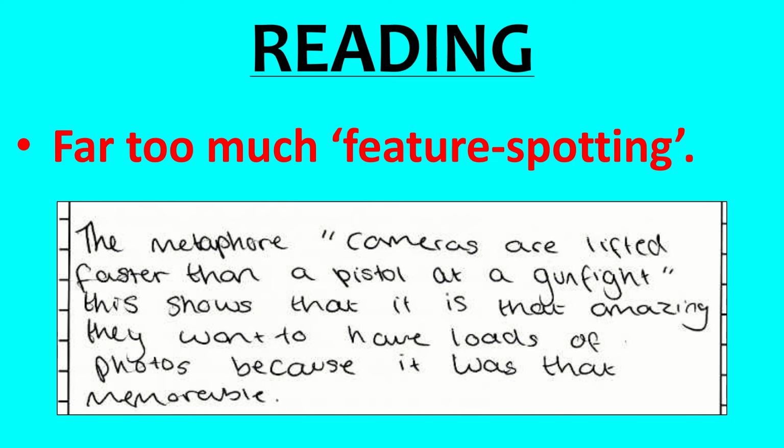What tends to happen as well is the metaphor, okay? So this one here was actually a simile. It said faster than a pistol at a gunfight. So this person's actually got it wrong. And that's what happens quite a lot, where this student, if they wouldn't have put it as metaphor and mucked it up, they probably would have got a mark. If they would have said the phrase cameras are lifted faster than a pistol at a gunfight, they would have got the mark. But because it's a simile and they've said it's a metaphor, they're not going to get a mark because it's confusing for the examiner.